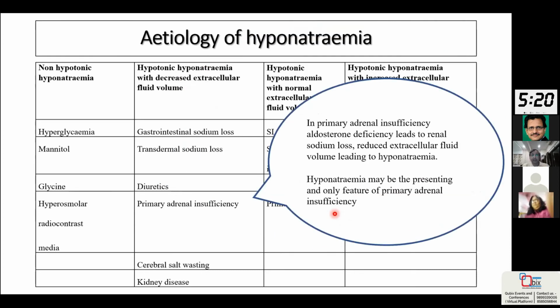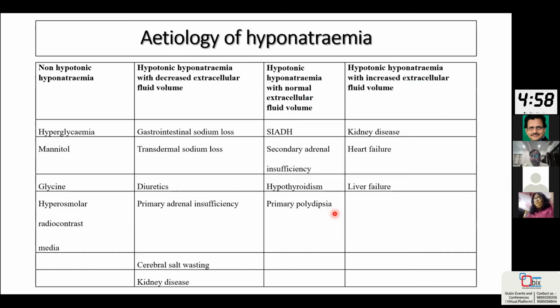Now, if you look at primary adrenal insufficiency, which our case here has highlighted, aldosterone deficiency leads to renal sodium loss, and that causes reduced extracellular fluid volume that leads to hyponatremia. And that might be the presenting feature. I've seen several cases, and I'm sure a lot of the audience, delegates and the faculty have seen as well.